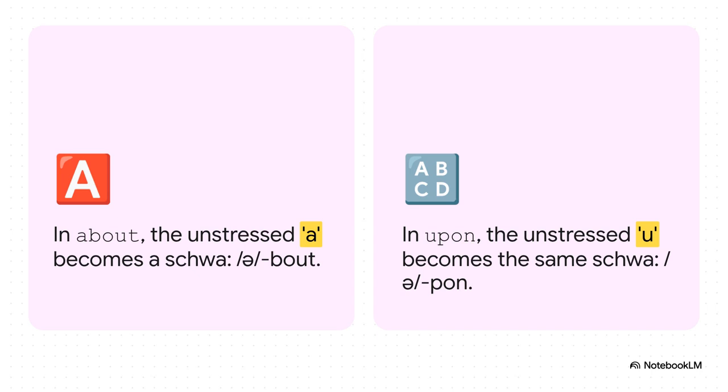about. Now look at upon. The stress is on pon. So the U at the beginning becomes that exact same lazy schwa sound, upon. We've got different letters, an A and a U, making the exact same sound, all because they're in the unstressed part of the word. Understanding this is a total game changer.